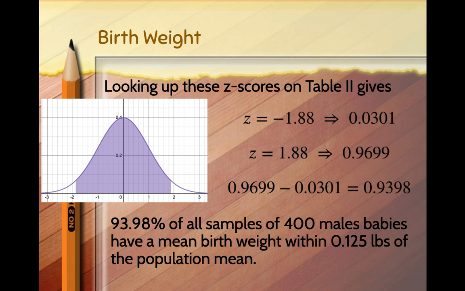That means that if you take a sample of 400 male babies and find the mean of that sample, you have about a 94% probability that your mean is going to be within 0.125 pounds of the actual population mean. So it can help you determine how reasonable it would be to give that population mean based on your sample mean. That's kind of where we're trying to get with this.